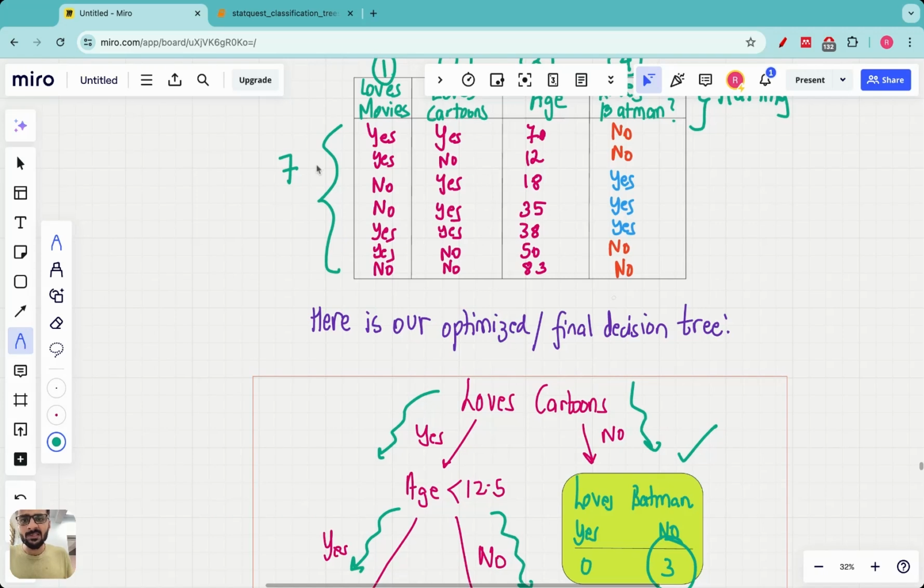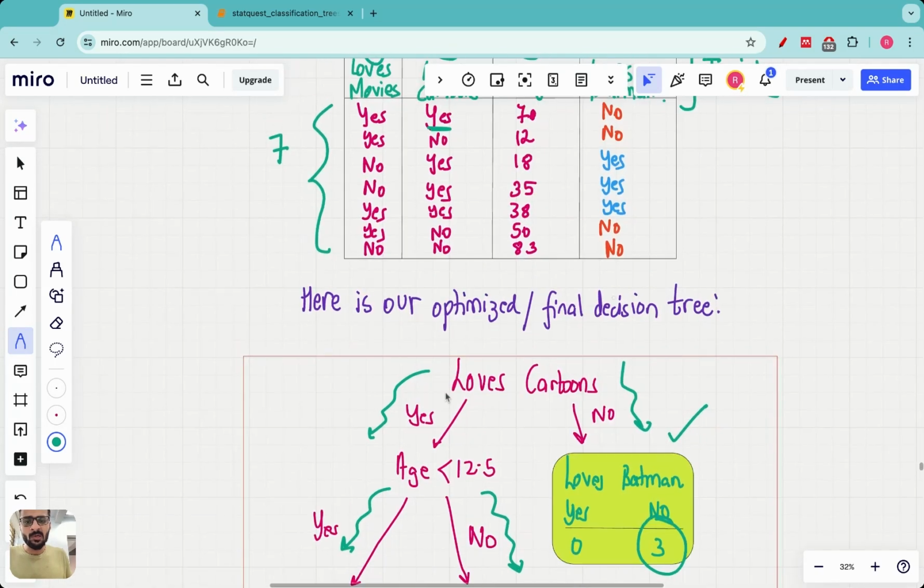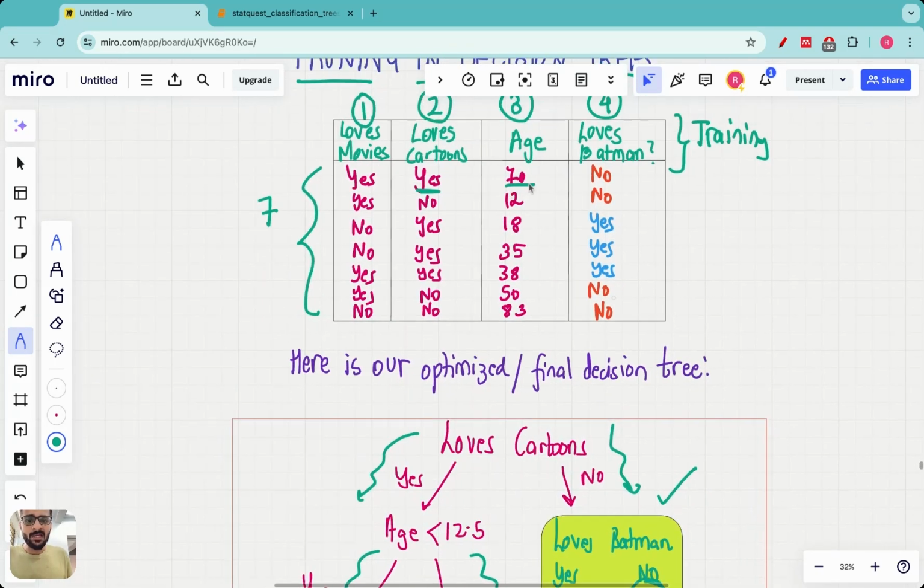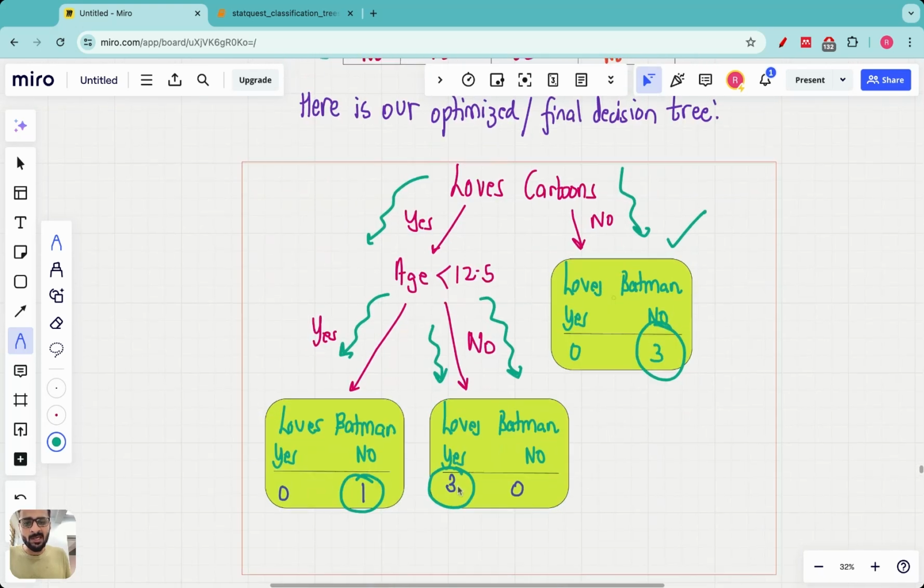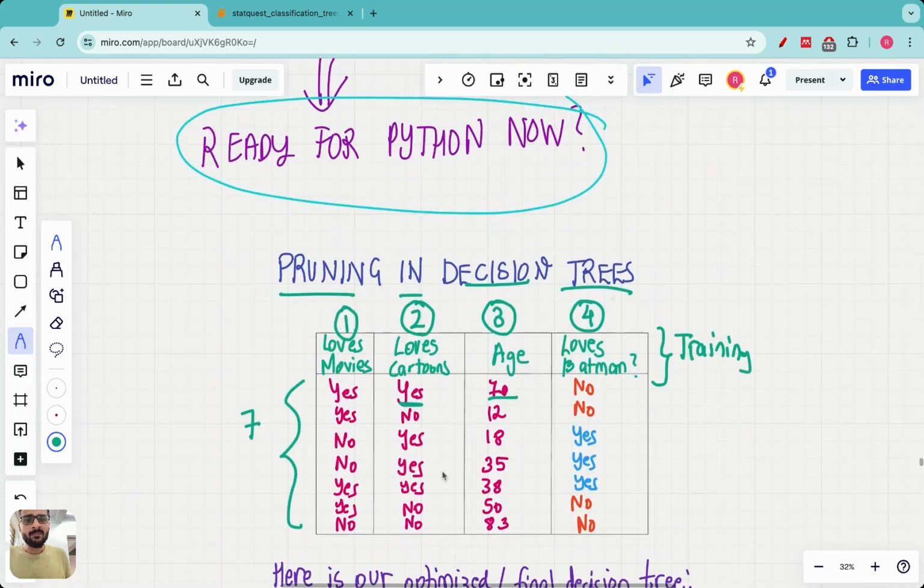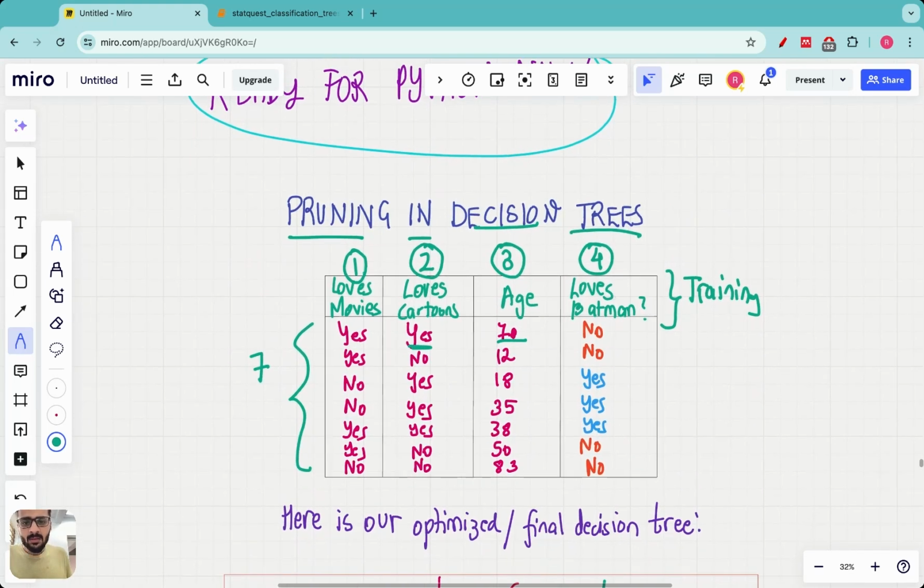Let me take the first data point. So first we ask whether they love cartoons. So this person says yes, great. So we go into this branch. Then we look at their age. Age is 70, which is greater than 12.5. So we look at this branch. So we'll predict that the person loves Batman. And indeed, oh sorry, the age was 7 over here. So let me erase this. So the age was 7 over here, not 70.